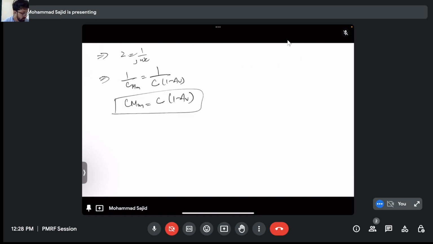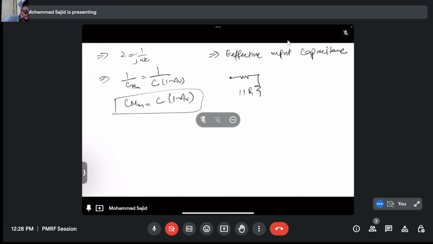Okay, all good. So for this question, we have to find the effective input capacitance, right? So we have the equivalent circuit. Let me just write this. This is C pi, C mu here.